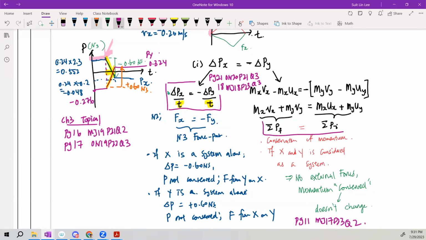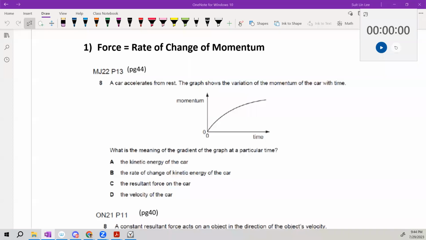So momentum is the same if there's no external force. If there's force, we can find that force using change in momentum over time. And we're going to look at a few case studies involving that after trying some objective questions. So if you want to try some during the break also can, but I'll see you in 10 minutes. Let me pause the recording again.